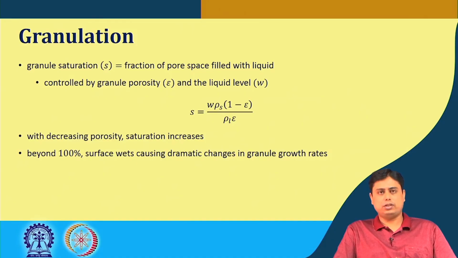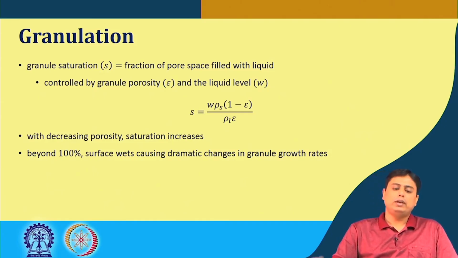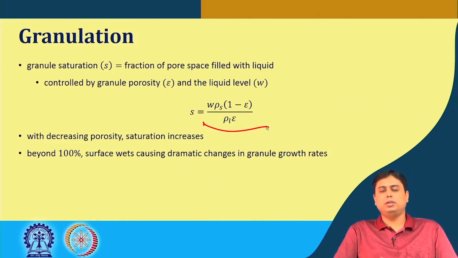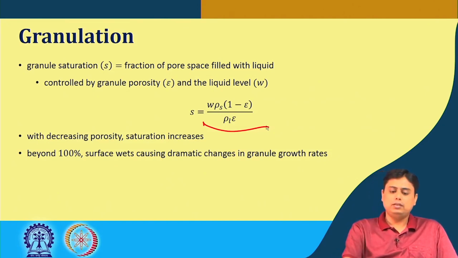Now, granule saturation can be defined as the fraction of pore space filled by liquid, which is controlled by the granule porosity and the liquid level. So, with decreasing porosity, from the expression given here, we can understand that the saturation increases, and beyond 100% saturation the liquid comes out from the interstices. It causes surface wetting, which has a dramatic effect on the granule growth and its rate. Now, we will look into the details of this granule growth stage.